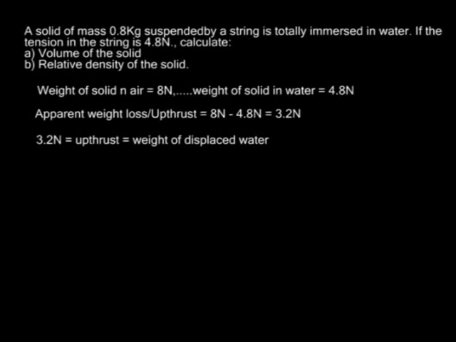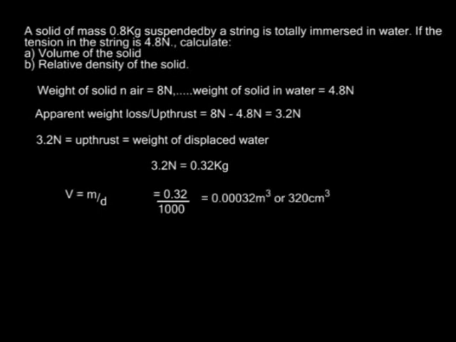Let us find what volume of water weighs 3.2 newtons. Convert that into kilograms, divide by 10, and that gives us 0.32 kilograms. Density is mass over volume, and so volume is equal to mass over density. That is 0.32 over 1,000 gives us 0.00032 cubic meters, which is also equal to 320 cubic centimeters. This is the volume of the displaced water and it's equal to the volume of the solid.